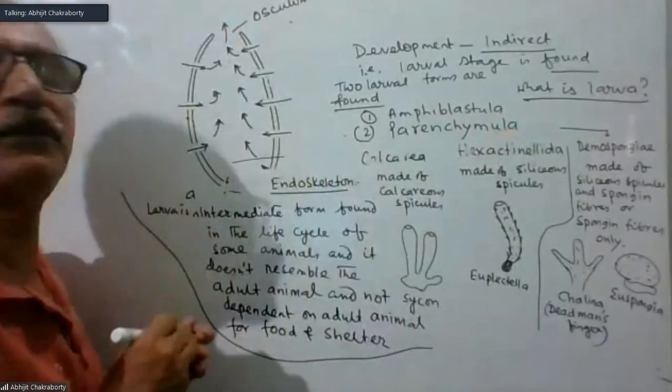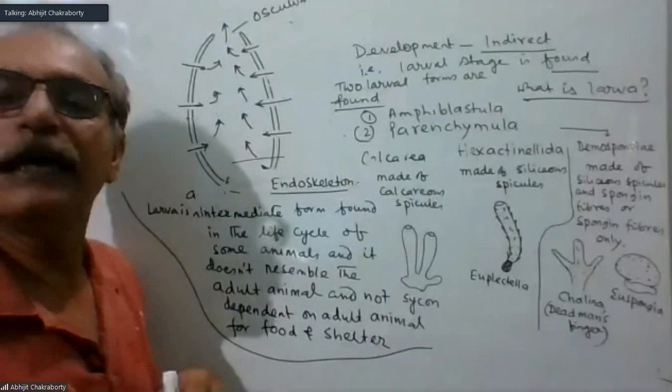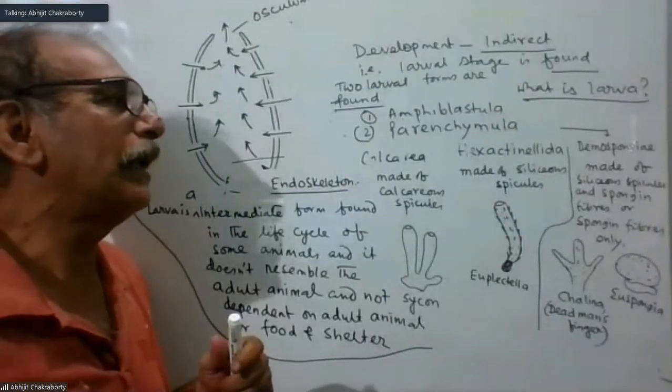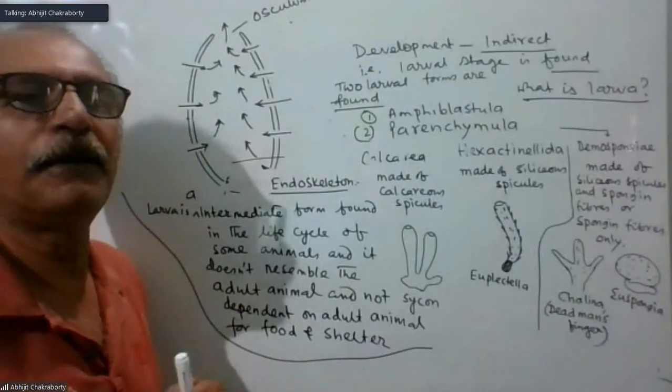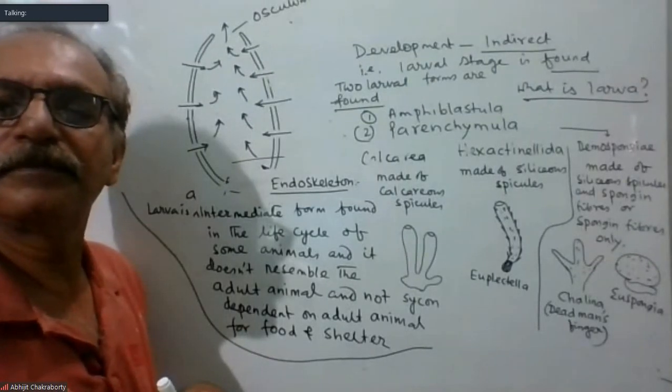Two forms are found. One is amphiblastula, and the other is parenchymula. Clear?